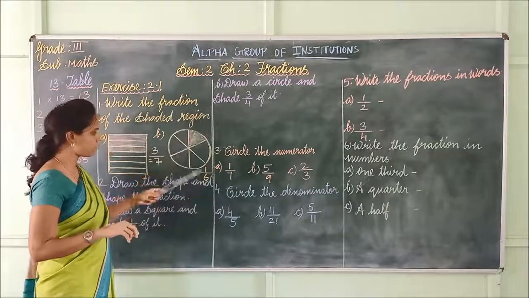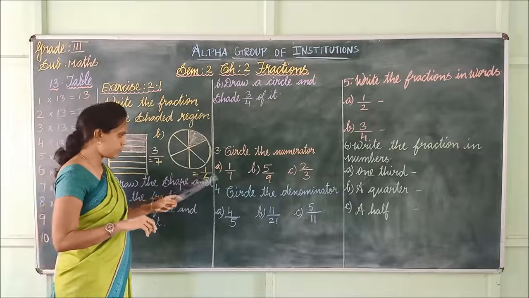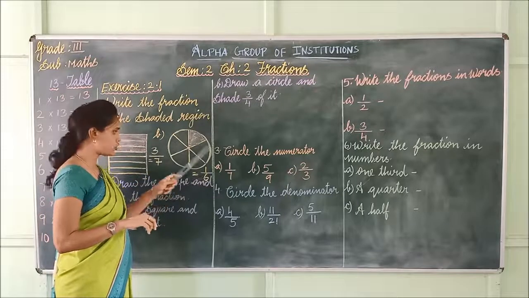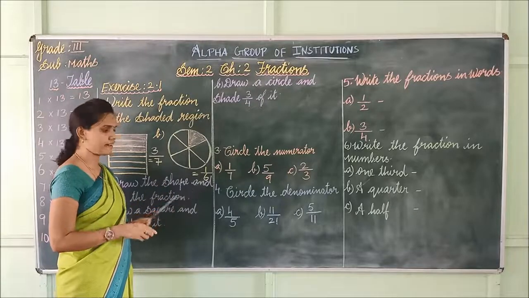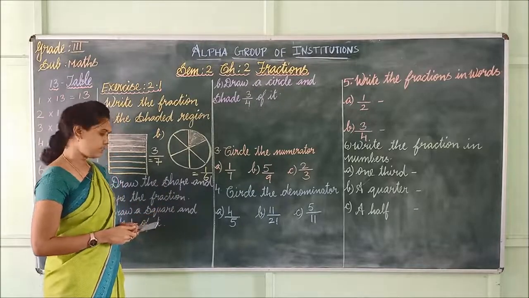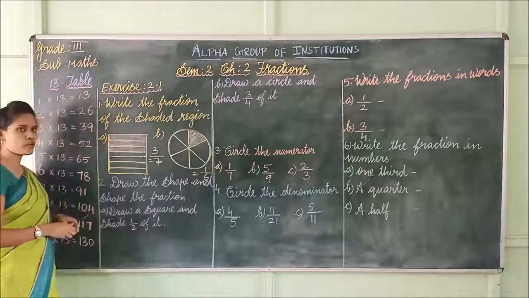The shaded part you have to write here, and below the fraction bar you have to write the total parts. All the parts you have to count and write here. Have you understood? Fine, children. Shall we move on to the second problem?